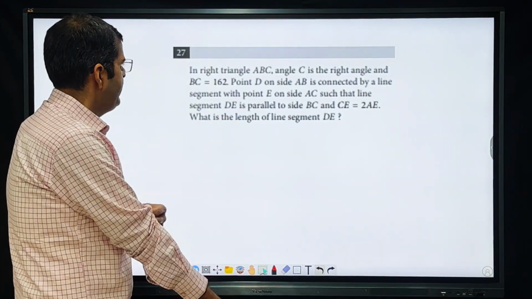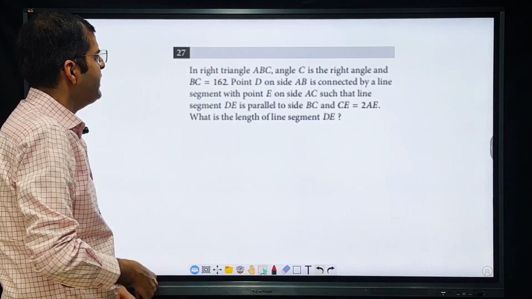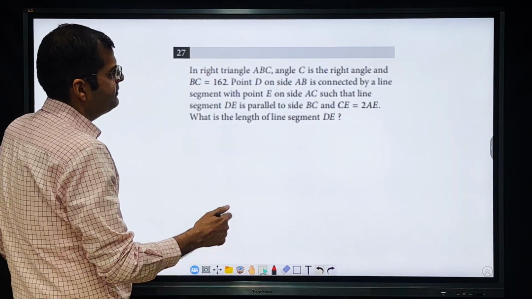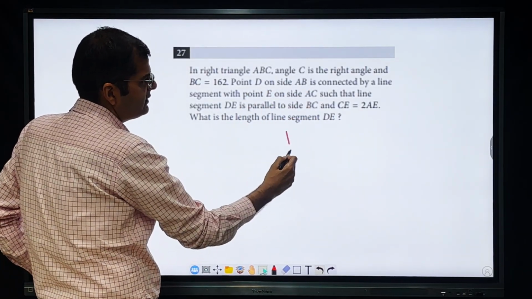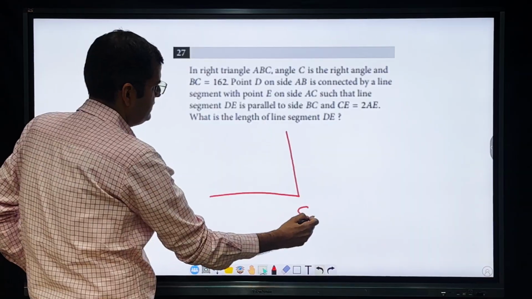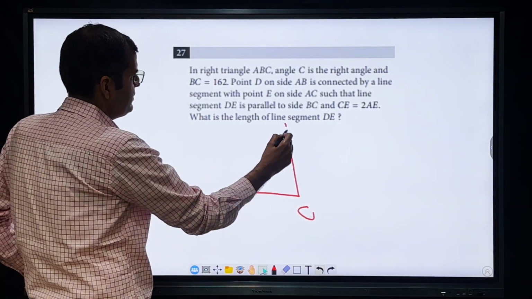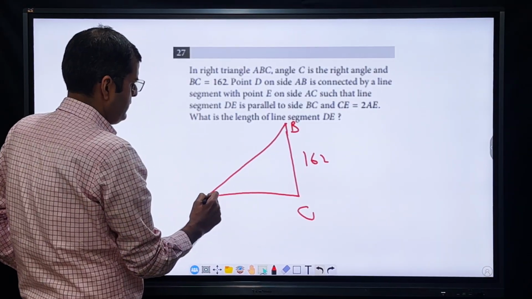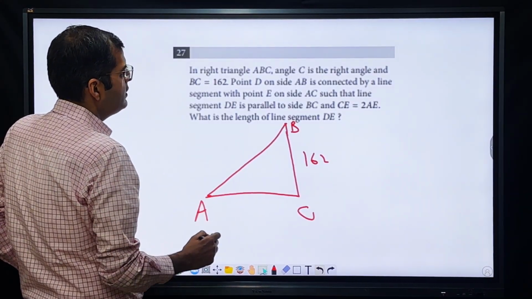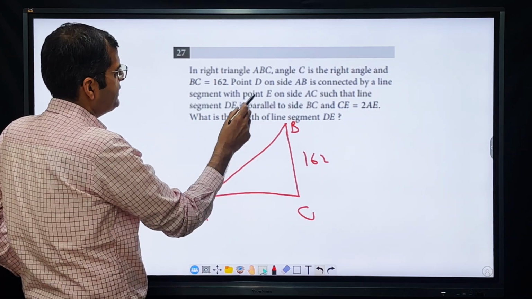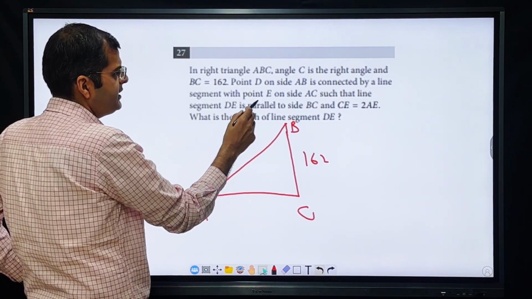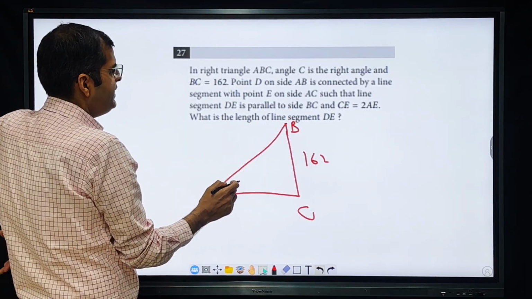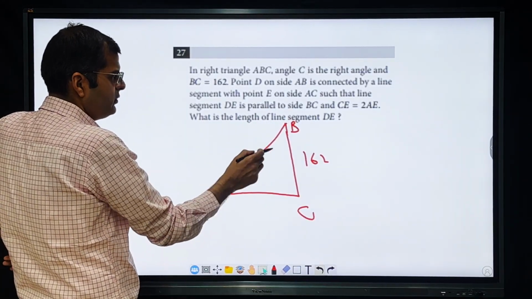So this is the final question of this set. It says, in right angle triangle ABC, angle C is the right angle. BC is equal to 162. Point D is on side AB and is connected by a line segment with point E on AC. So E is here and D is there, such that line segment DE is parallel to BC.